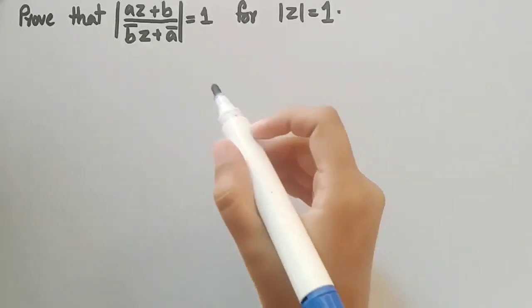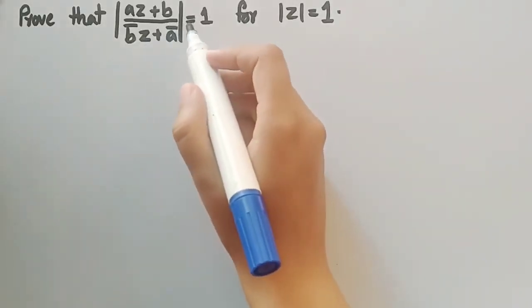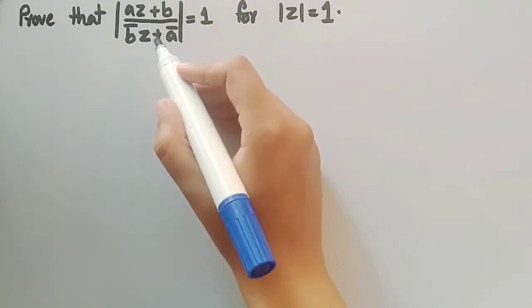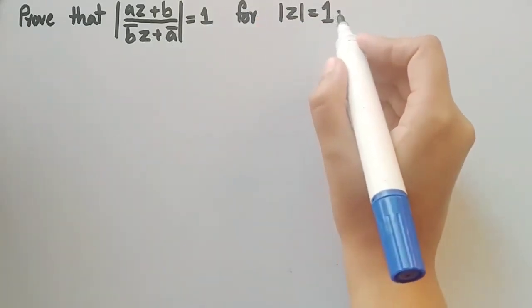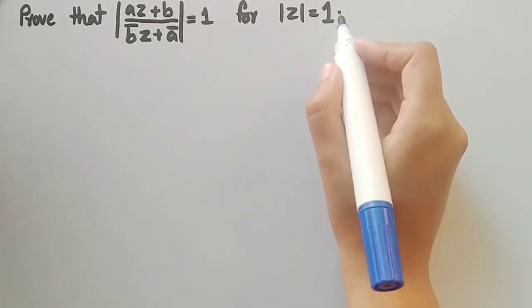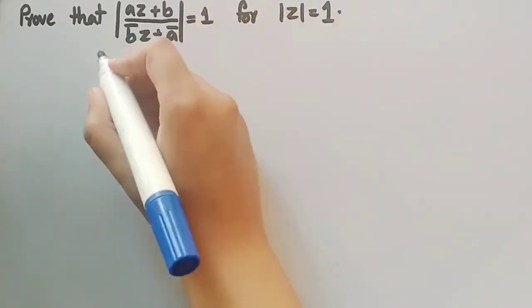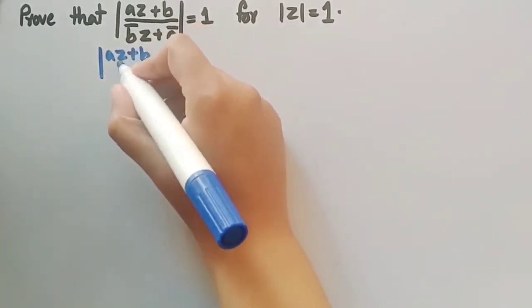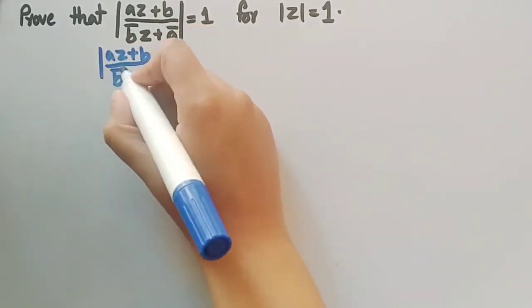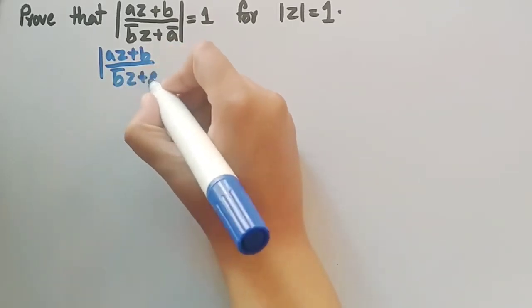In this video, we will prove that mod of (az + b) divided by (b conjugate z + a conjugate) is equal to 1 for mod of z equal to 1, by using the properties of complex numbers. So let's write mod of (az + b) divided by (b conjugate z + a conjugate).